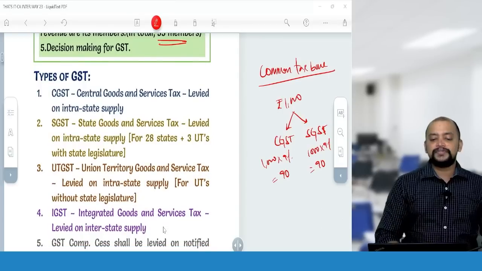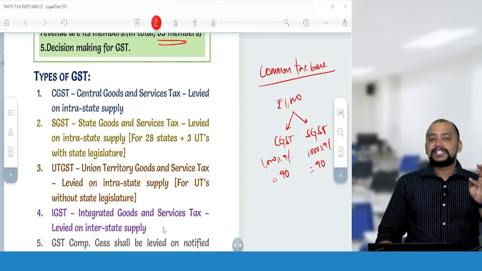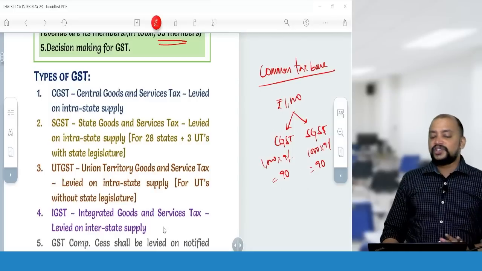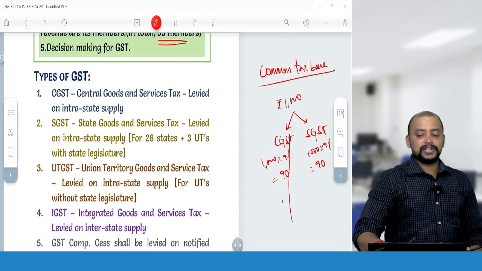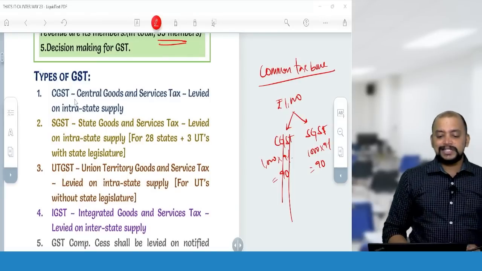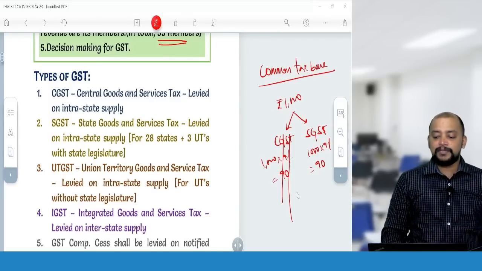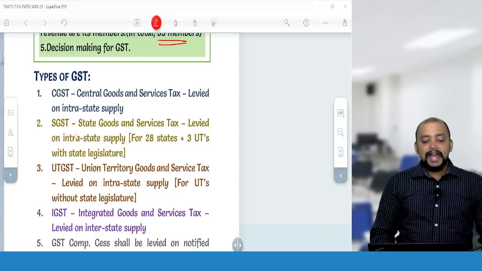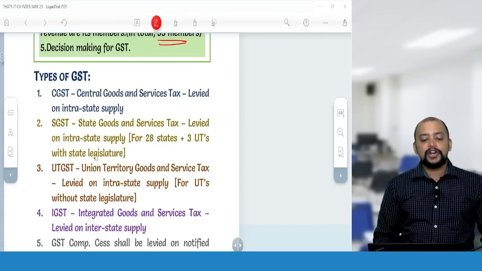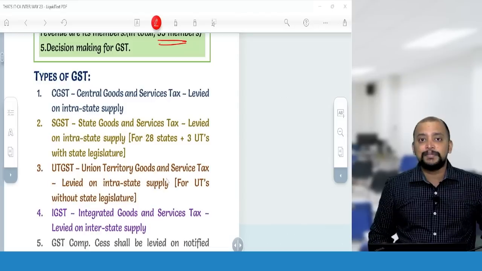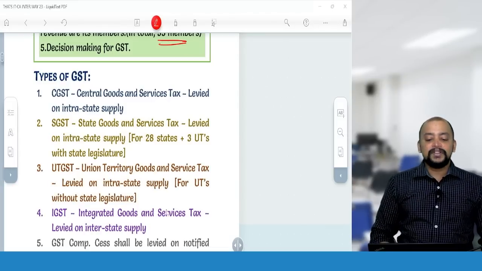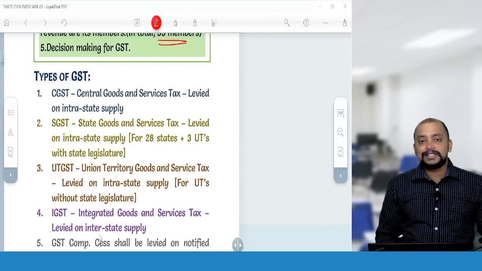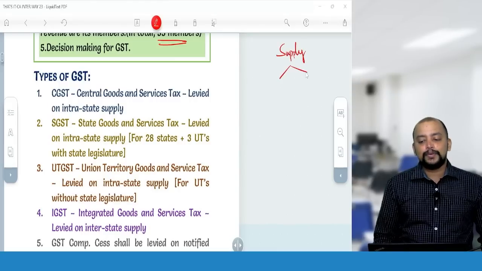The types of GST we have are CGST, SGST, UTGST, IGST, and GST compensation cess. CGST is levied by the central government on intra-state supply, and SGST is levied by the state government on intra-state supply. UTGST is levied by the central government, again with respect to intra-state supply. IGST is on interstate supply. So supply is categorized into two: one is intra-state and the other is interstate.